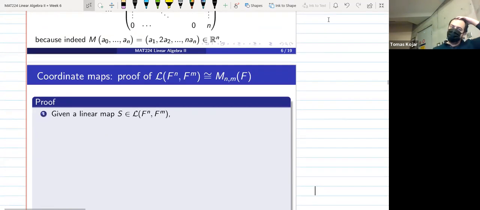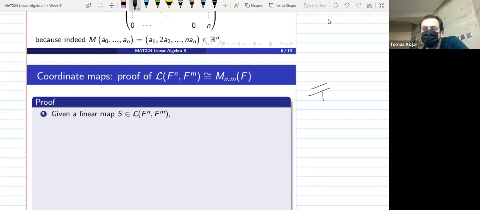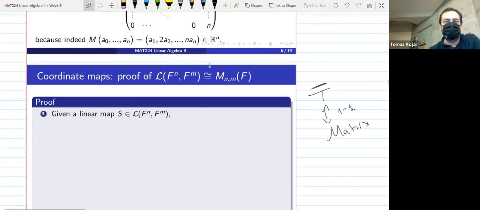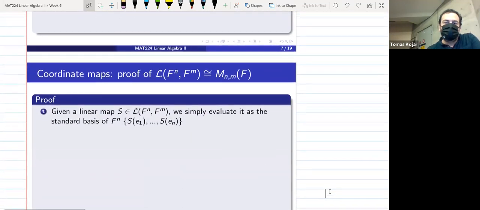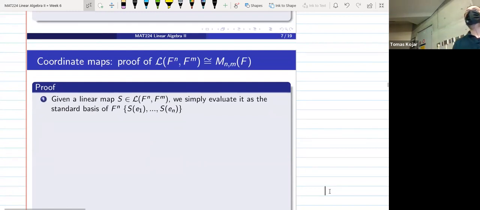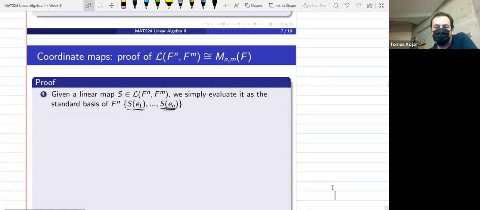So then, I'm proving the one-to-one correspondence. I'm proving that if you give me any T bar, I can give you a matrix. So there's a one-to-one correspondence. I call it S here, but in our mind, we mean this T bar map. And like Sakura said, all you have to do is evaluate at the basis, and this will give you the columns of your matrix.